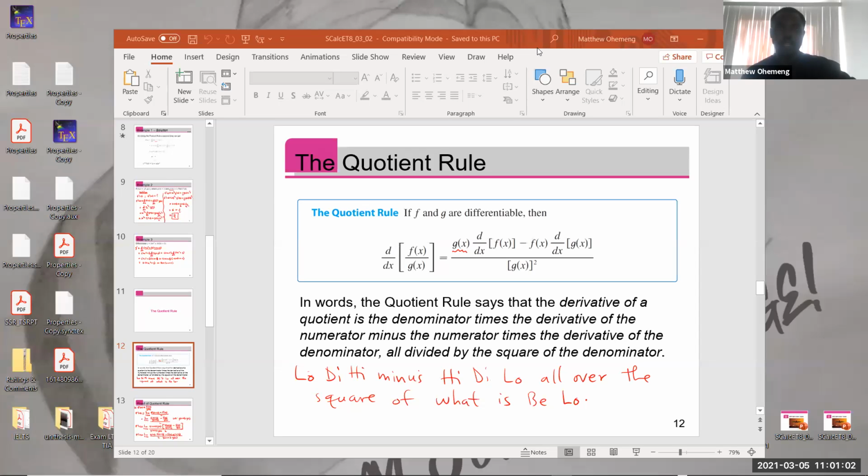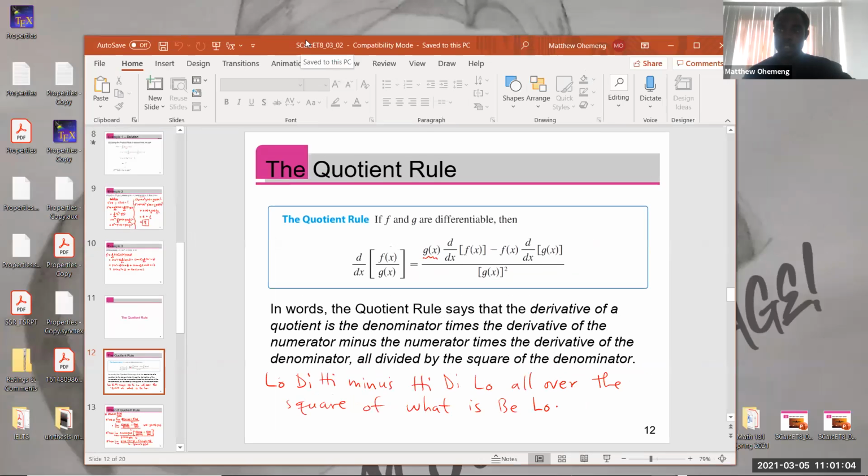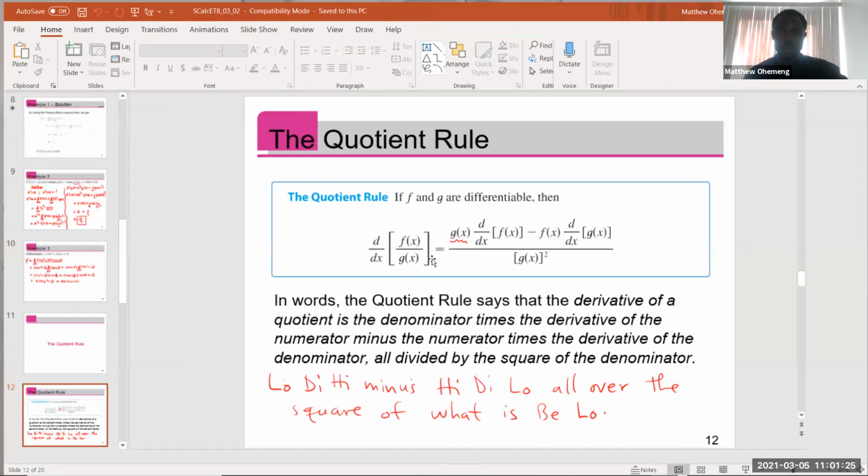So for some time now, we've been looking at some differentiation rules. We started with 3.1, where we learned five of the rules. And then in 3.2, we are adding to the list. In 3.2, we looked at the product rule, and the last thing we looked at was the quotient rule. So we are going to apply the quotient rule in our next example. I'm sharing my screen. If you can't see, do let me know.